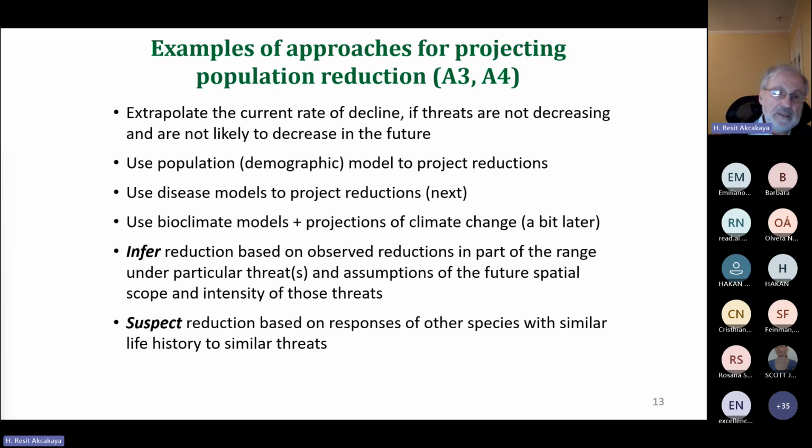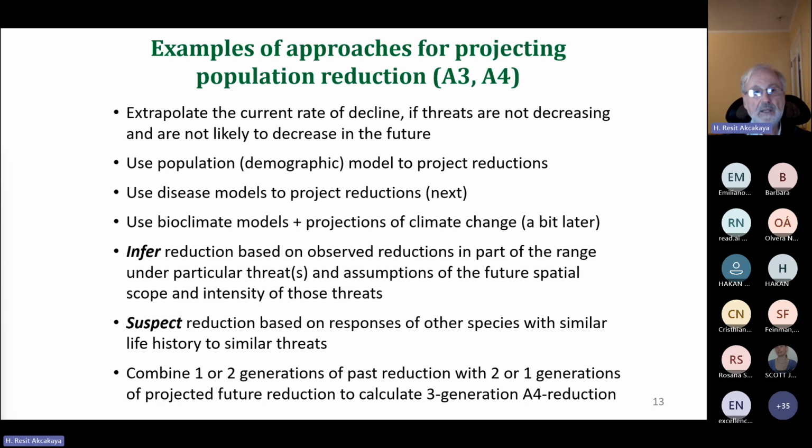You can also suspect reduction. So reductions can be suspected, inferred, estimated, observed, or projected. You can suspect reduction based on the responses of other species with similar life history traits and subject to similar threats. So if the same threat in the region is affecting another species with similar life history characteristics, then you can suspect that when that threat affects the species you are assessing, it will also respond with a similar reduction.